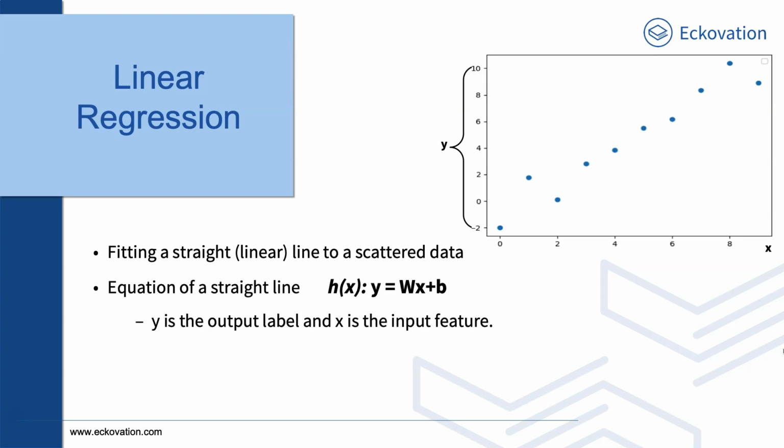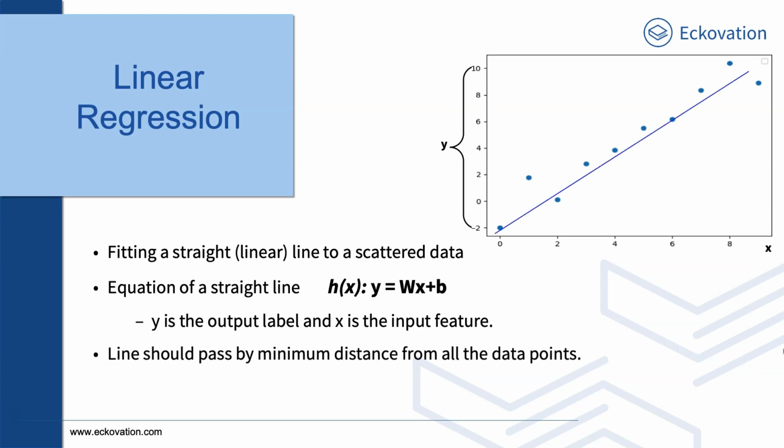Now, consider these scattered points. Intuitively, if we draw a line through these points such that it passes through all of them from a small distance, we can say that for any new input x0, the output label will be w times x0 plus b. Hence, we only have to figure out w and b to be able to predict the label of any unseen data point. Let us analyze three lines through the given points.